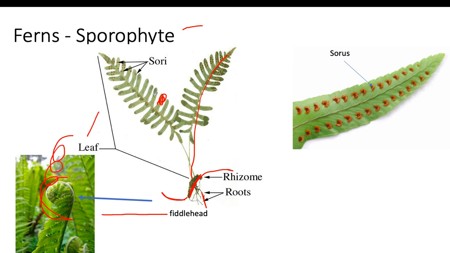And then on these little bitty leaflets, if you turn it underneath and look on the underside, you're going to see where the spores are located. So these are called the sorus. So multiple, I've used plural, sori, one is sorus, okay? So this is where the spores are.